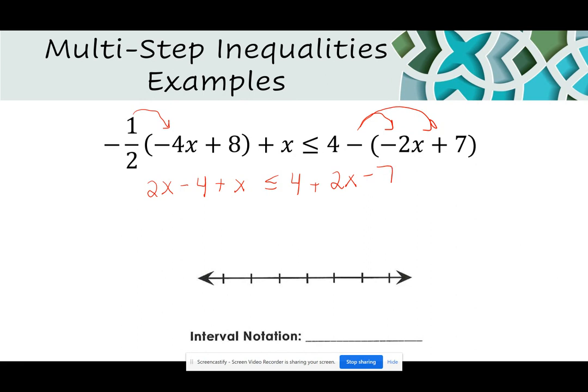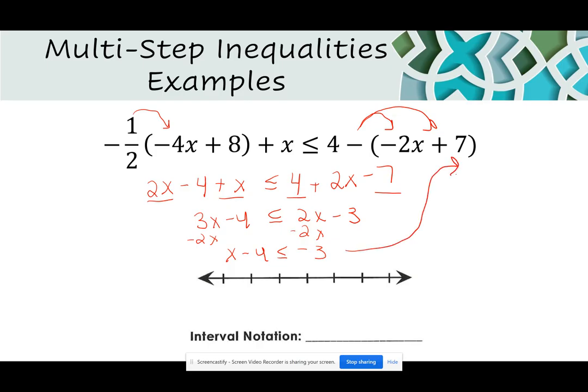Now we're going to combine any like terms that are on the same side. So right here I see 2x plus x gives us 3x minus 4. And I see 4 minus 7 gives us 2x minus 3. So again, I like to get my variables to the left-hand side and my constants to the right. So I'm going to move this 2x to the left-hand side. So we have x minus 4 is less than or equal to negative 3. I'll continue up here. We're going to want to add 4 to both sides. So we get x is less than or equal to 1.